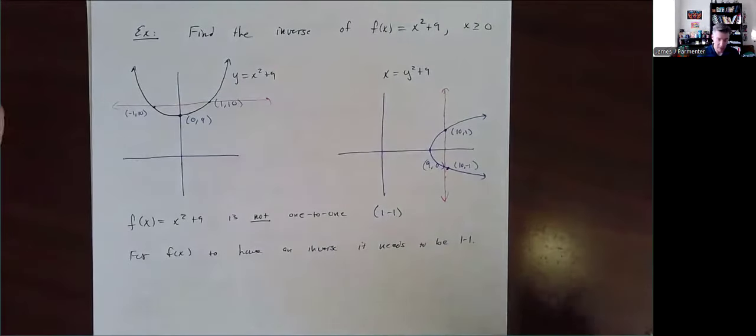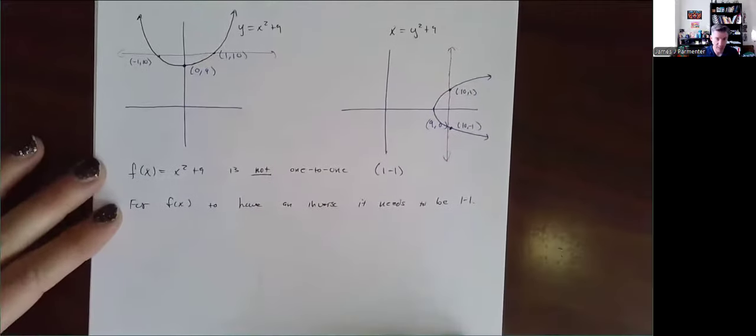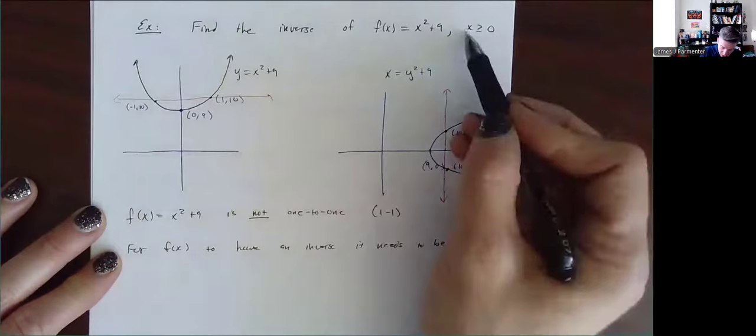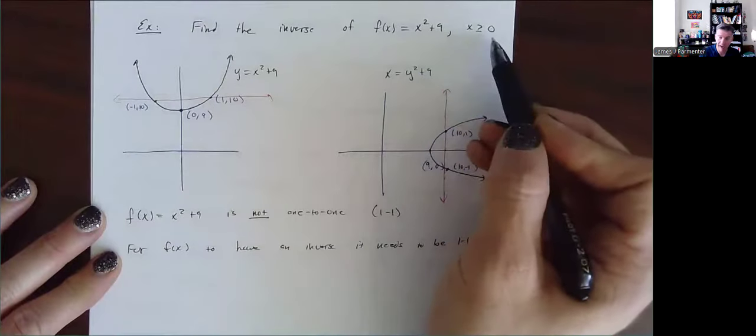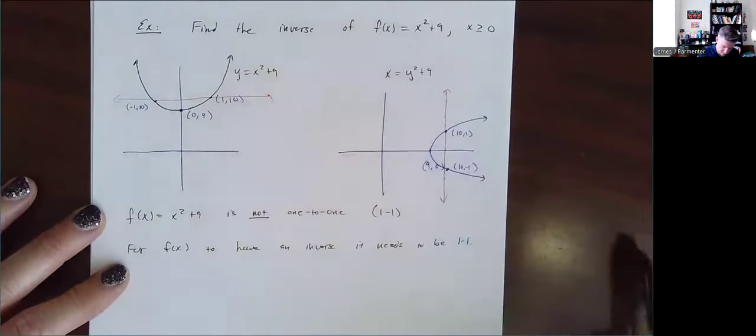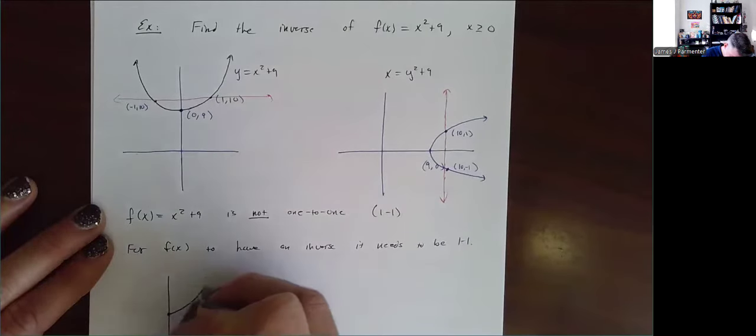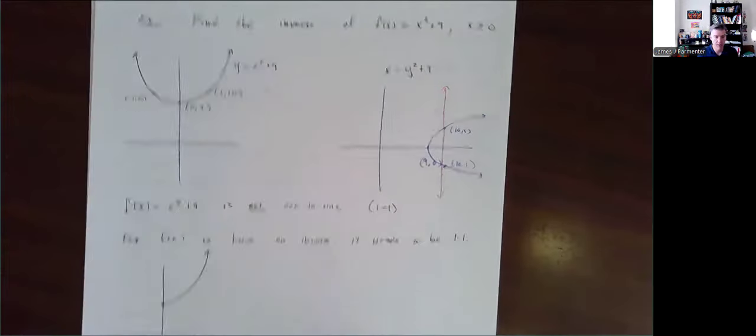So what we do for functions like this, and there's actually a very special class of functions that we get to later on that we really, really want to be invertible that aren't, and so we do this for them. But for this example, we're going to take this function, f of x equals x squared plus 9, and we're going to restrict our domain to where x is non-negative. So if I graph this again, I'm only going to have the part where x is greater than or equal to 0, which is that half right there.